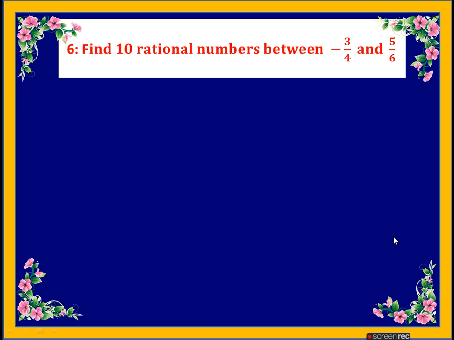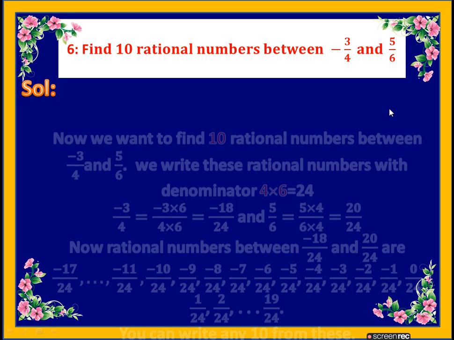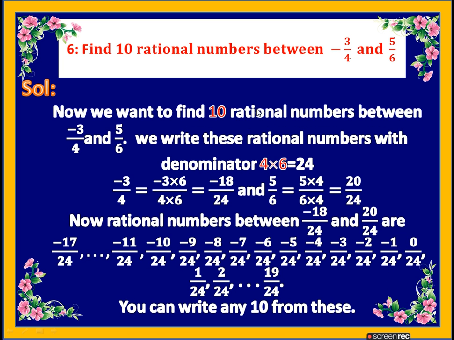Now go to the next question. Find 10 rational numbers between -3 by 4 and 5 by 6. So let us start with the 10 rational numbers. We have the rational numbers -3 by 4 and 5 by 6. Now we will write rational numbers with the denominator 4 into 6 is equal to 24. You can write 12 also. Now we take 24 here.